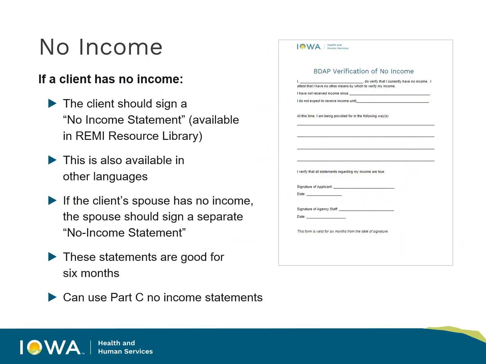If a client has no income, the client should sign a no income statement that is available for you in the REMI resource library. It's also available in other languages. If a client's legally married spouse also has no income, they should sign a separate no income statement. These statements are good for 6 months from the date that they had a signature on them. And if your agency utilizes a Part C no income statement, we will accept the Part C income statement as long as it's dated within the last 6 months.